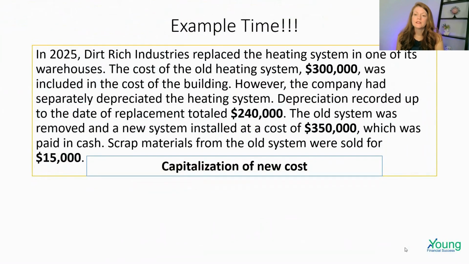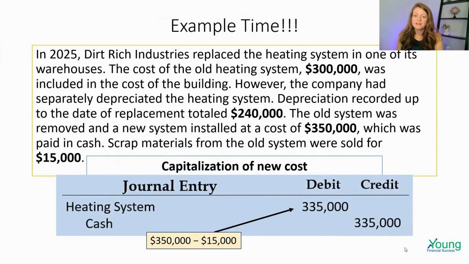So what if we did this under the capitalization of new cost? If we did that, we would show the heating system would just be the difference between the 350 that we had, that the new system was, minus the 15,000 of cash that we got. So we'd just be adding the heating system of 335,000 in this case if we were capitalizing the new cost.